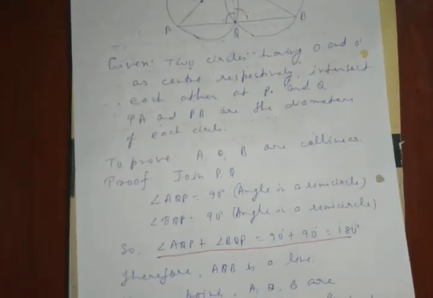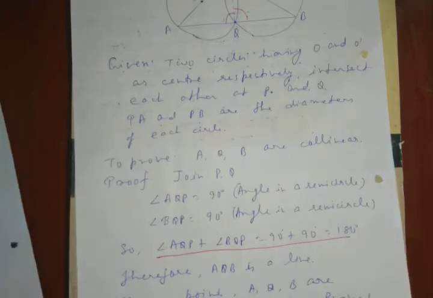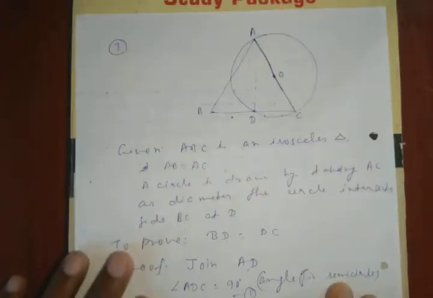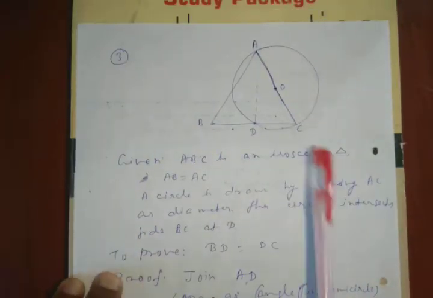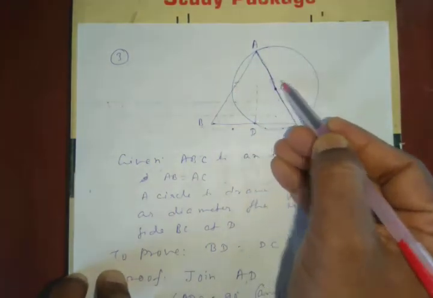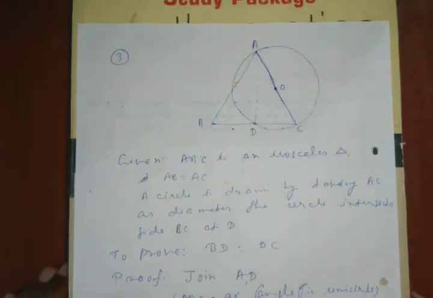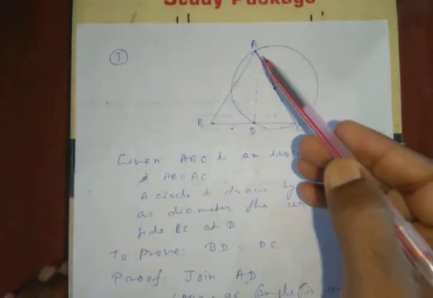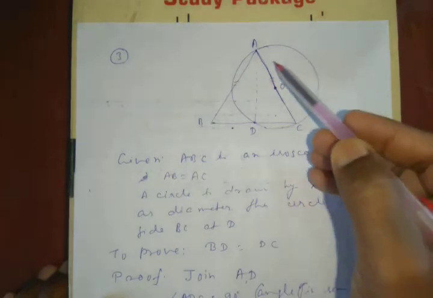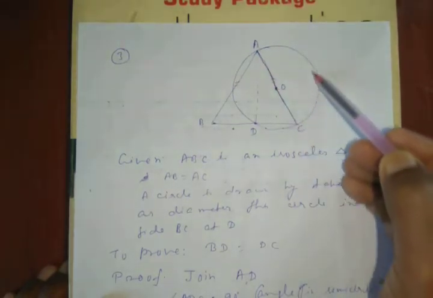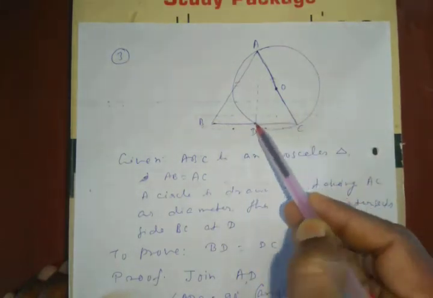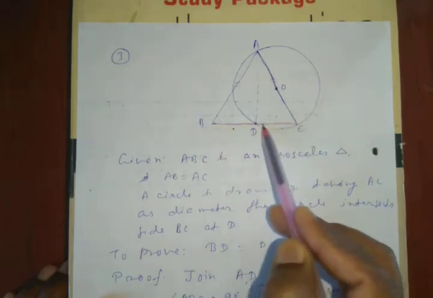The next one is number 3. In this number 3 we are given a triangle. Here the triangle ABC is an isosceles triangle, and in this isosceles triangle a circle is drawn by taking one of the equal sides as a diameter. So here I have taken AC as the diameter and drawn the circle. Then this circle is intersecting the non-equal side at point D. So we have to prove that BD equals DC.